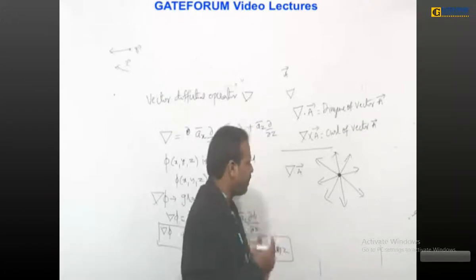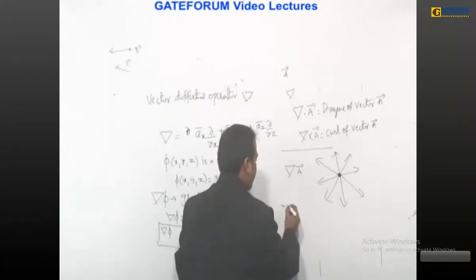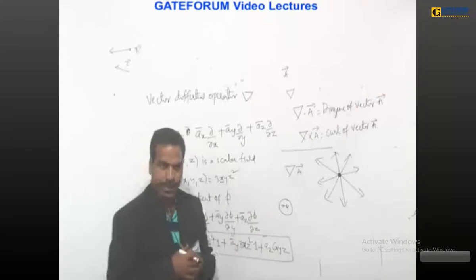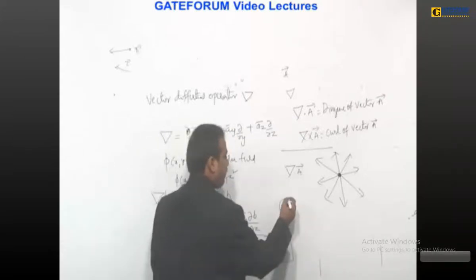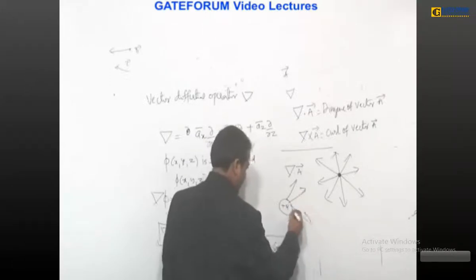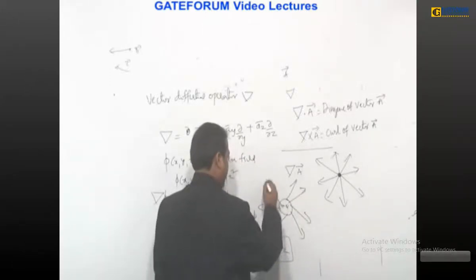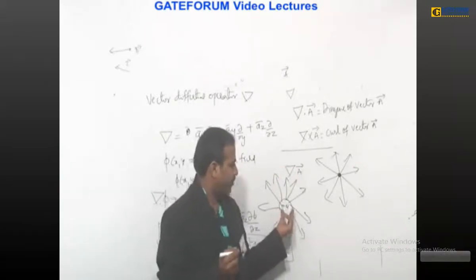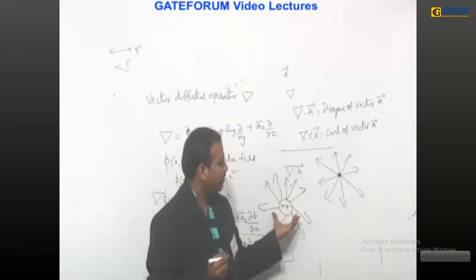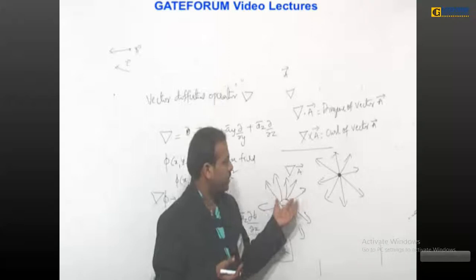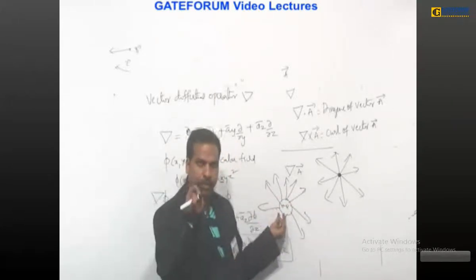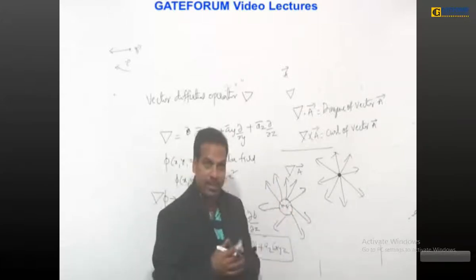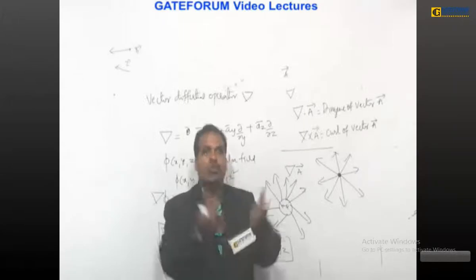Similarly, as we said before, if there is a charge fixed at a certain position, there is an electric field around it. The electric field is also present in all directions. From this diagram, it is clear that the electric field is diverging in all directions, coming from a point source. So this is basically called divergence. But don't think that divergence means only the outward flow.